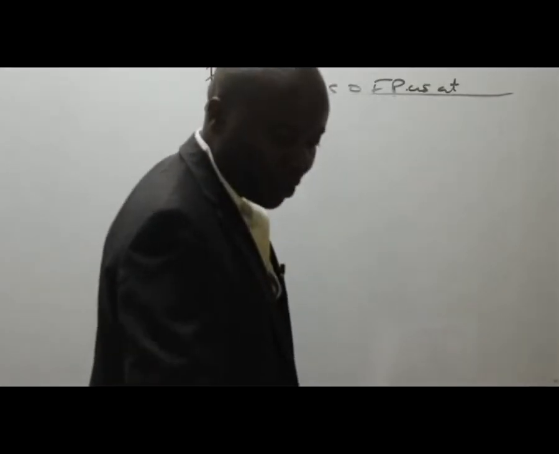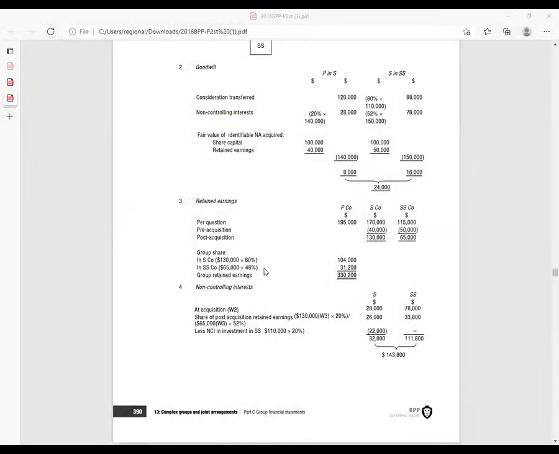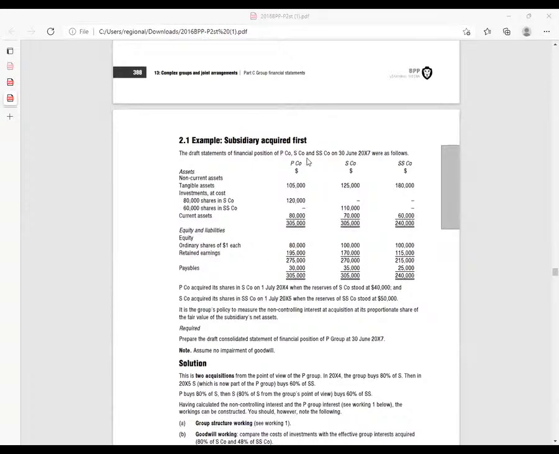What we shall do, we shall come here, and to consolidate is to put together. Remember, fortunately, all these are subsidiaries, parent and subsidiary. So we start with non-current assets, where I'll pick the tangible assets. Tangible assets, I have 105,000 plus 125,000 of the first subsidiary, plus 180,000.